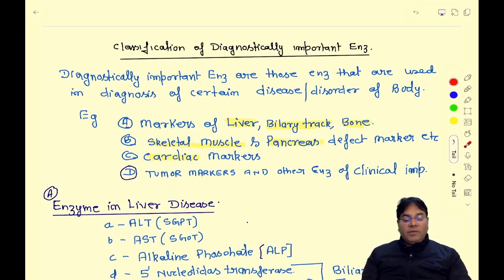In this video, I will be taking you through only the first 2 categories, for the sake of ease. The cardiac markers are dealt with in a separate video, and the tumor markers and specific other enzymes are covered in another separate video. You can go ahead with that. In this video, we will be taking only the first 2 categories, A and B, the liver markers and the pancreas and skeletal markers. That's it.